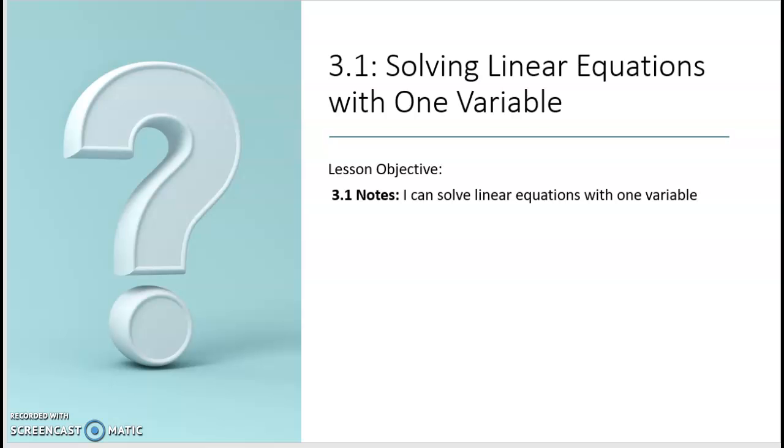Grade 8, so we're entering our algebra unit, and we're starting with chapter 3. So today we'll talk about 3.1, solving linear equations with one variable. So the lesson objective for today is I can solve linear equations with one variable.